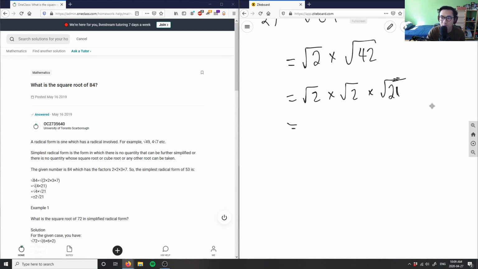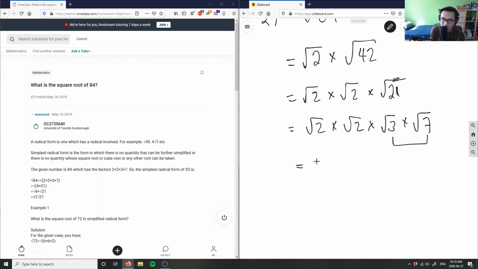And then finally, I can look at my problem here. I could stop here and simplify these root 2s, but I'm going to see how far this 21 breaks down. So I have root 2 times root 2 times... I can't take out a 2 anymore because it's an odd number, but I can take out a 3, right? 3 goes into 21. So I would have root 3, and 21 divided by 3 is root 7, right? So all of these are now prime numbers.